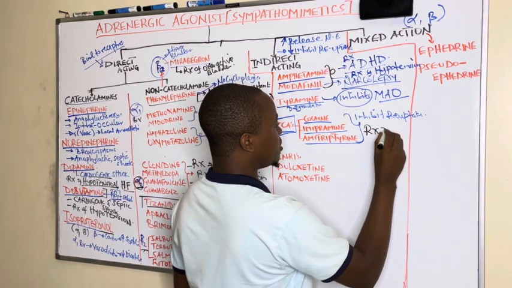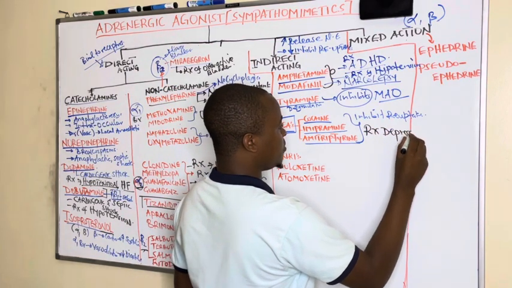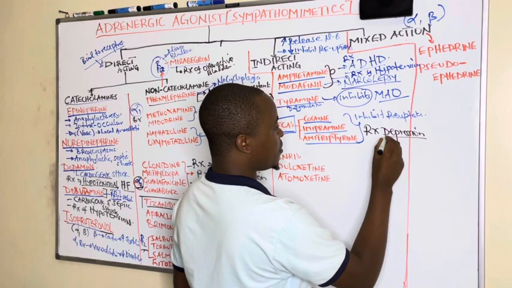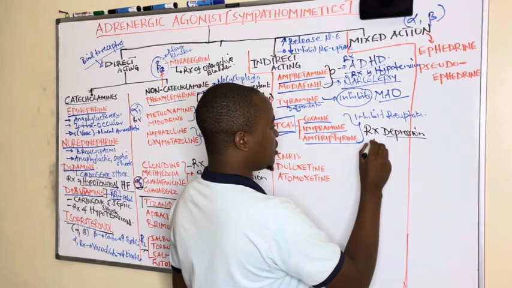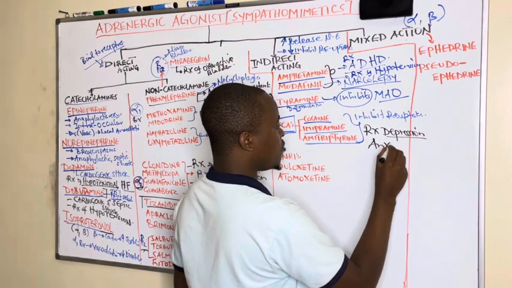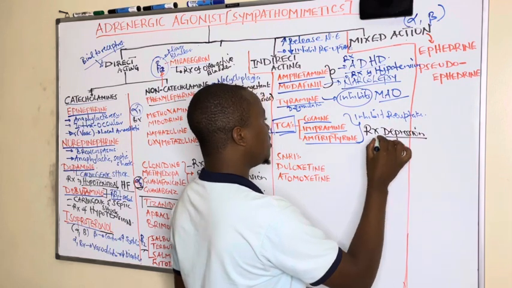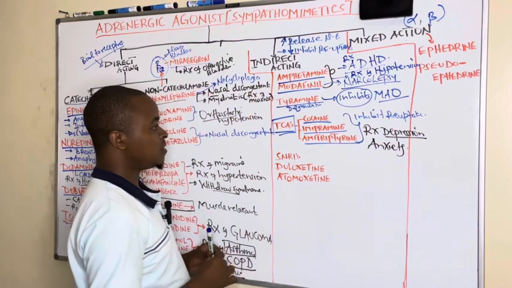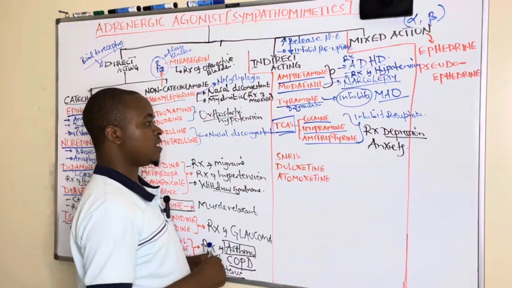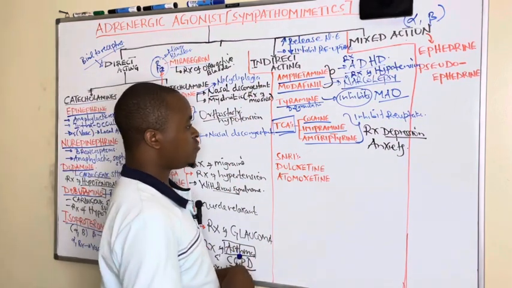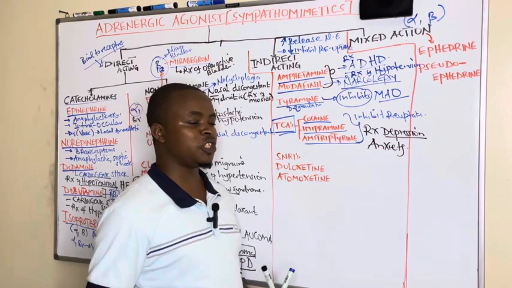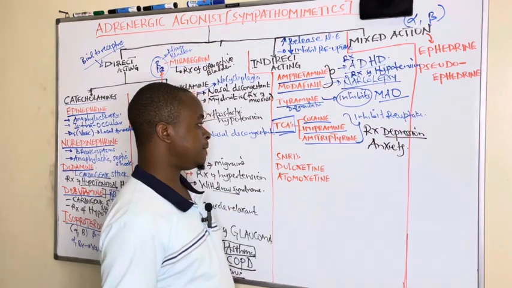People with depression, we can treat them, and people who are having anxiety and depression, we can always use cocaine, imipramine, and amitriptyline in treatment of depression and anxiety.